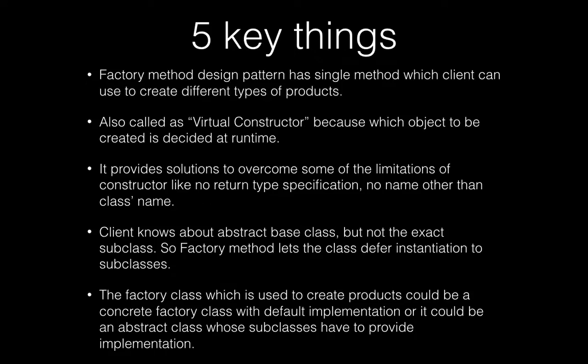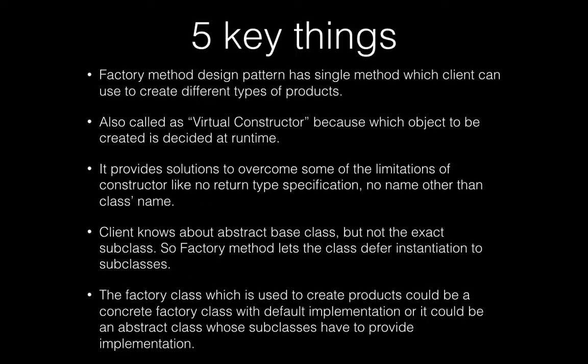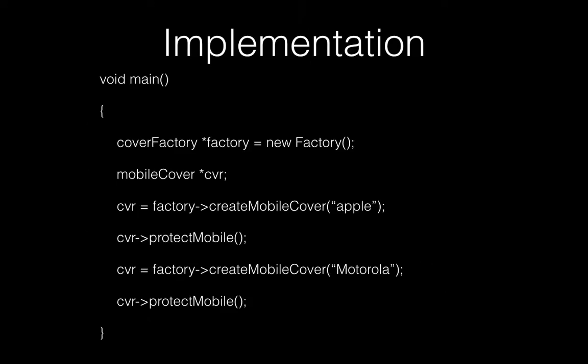Now let's see five important things we should know about this design pattern. Factory method design pattern has a single method which the client can use to create different types of products. Here create mobile cover is the method which we can use to create different mobile covers. It's also called a virtual constructor because which object to be created is decided at runtime. Here which mobile cover CVR points to is not decided until runtime.